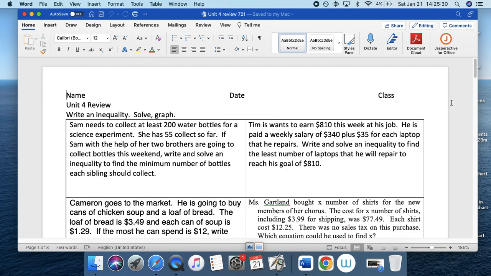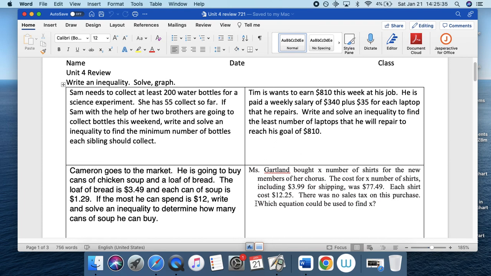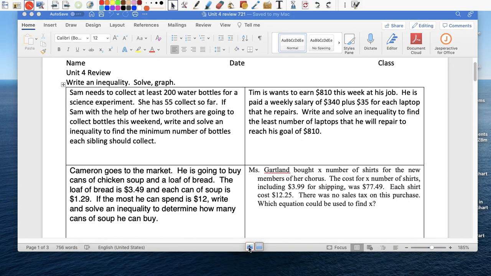Anyways, I think this is one of the sheets. Let's get started, late as it is. First one says write inequality, solve and graph. So it's definitely a question.